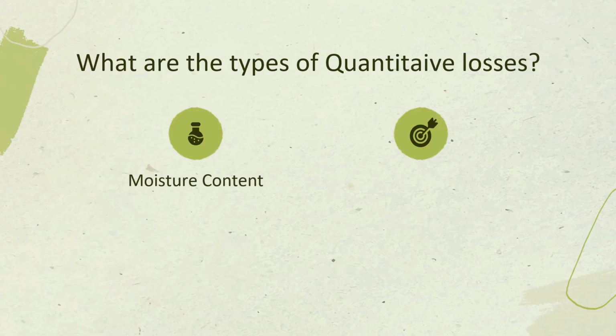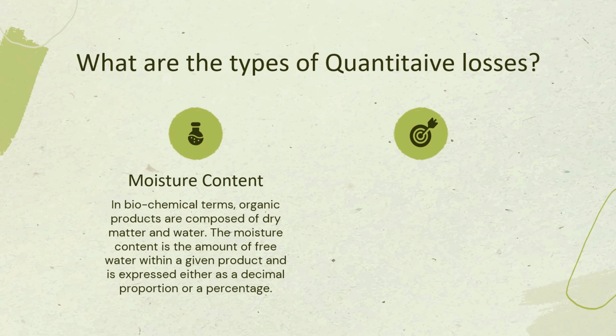Types of quantitative losses. Moisture content. In biochemical terms, organic products are composed of dry matter and water. The moisture content is the amount of free water within a given product and is expressed either as a decimal proportion or a percentage. For example, with cereals, a 13% moisture content is considered a guarantee of satisfactory grain preservation.